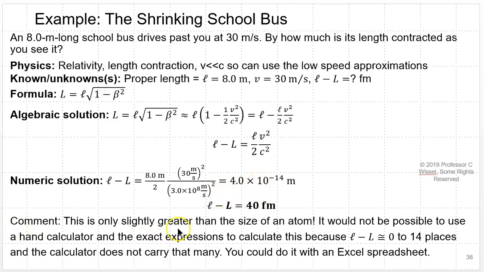Now, this is only slightly greater than the size of an atom. It would not be possible to use a hand calculator and the exact expression to calculate this, because this is 0 to 14 places, and the calculator does not carry that many digits. You could do it easily with an Excel spreadsheet. If I remember correctly, Excel carries 32 digits.